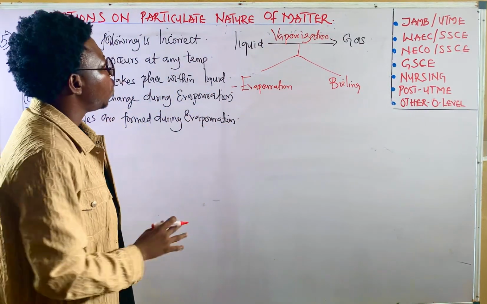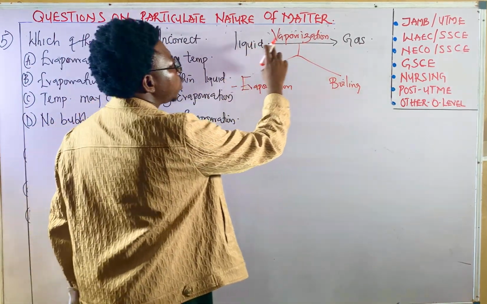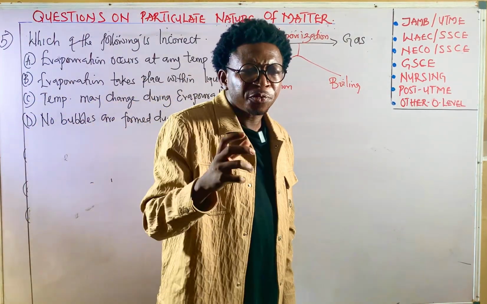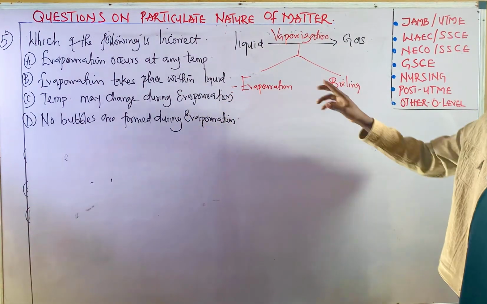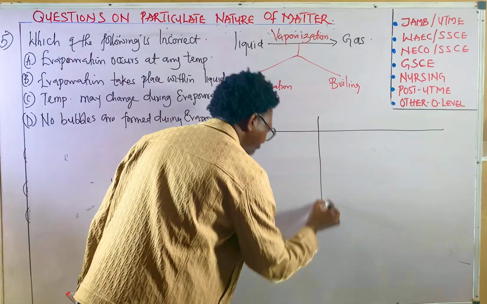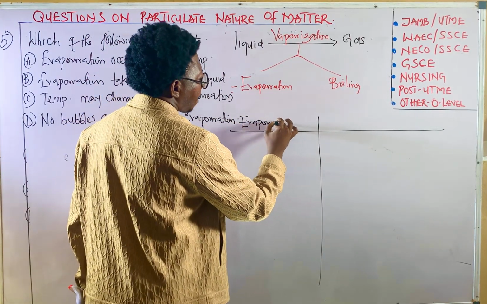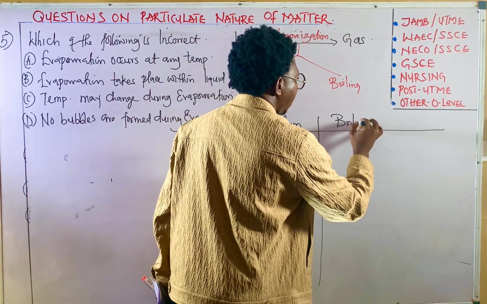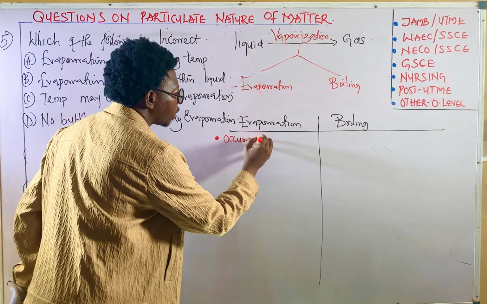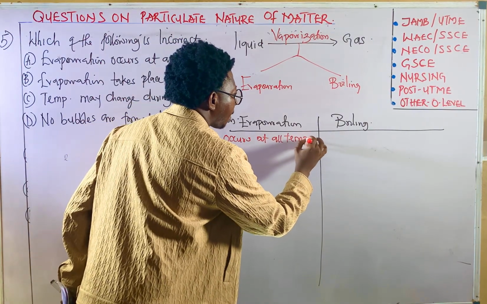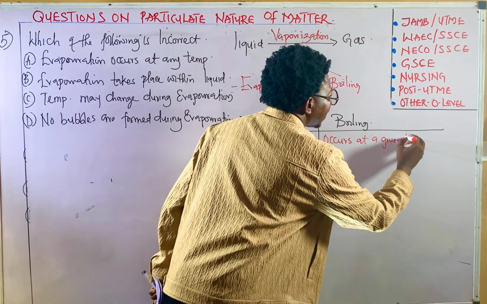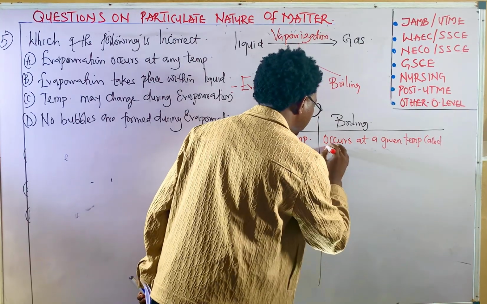Now you see these two, we convert liquid to gas. Conversion of liquid to gas is vaporization. However, vaporization can occur in two ways. So we're going to look at the differences between evaporation and boiling, so we can easily answer that question, right? Good. Number one difference: evaporation occurs at all temperatures, but boiling occurs at a given temperature called the boiling point.